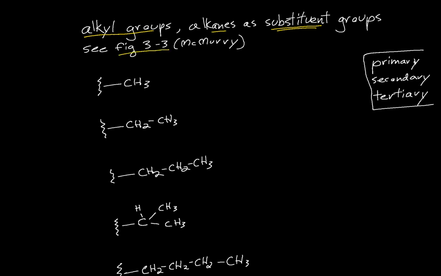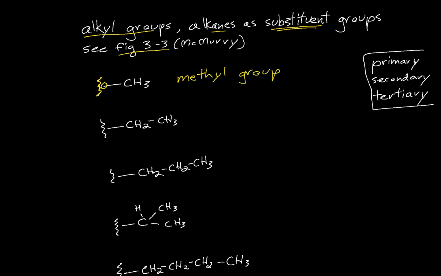This is in figure 3.3 of McMurray. So the first one we show here is an alkyl group, and this squiggly line right here indicates that it's connected to some other group. So there's no implied carbon here. In other words, this is like the molecule methane, but instead, since it's a substituent group, we call it a methyl group.